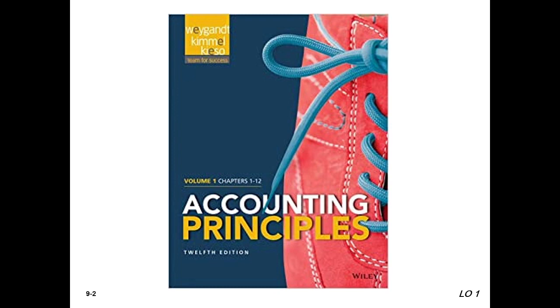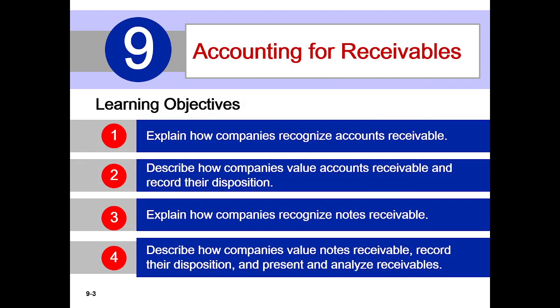The name of our book is Accounting Principles, by Weygandt, Kimmel and Kieso. This is the 12th edition. Today's chapter is Accounting for Receivables. This is very important. In this chapter, we have 4 learning objectives.